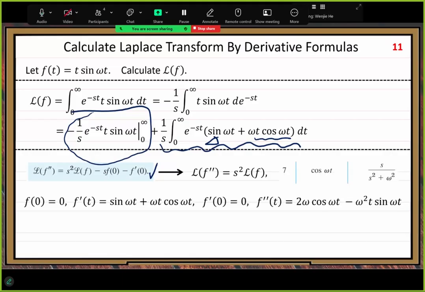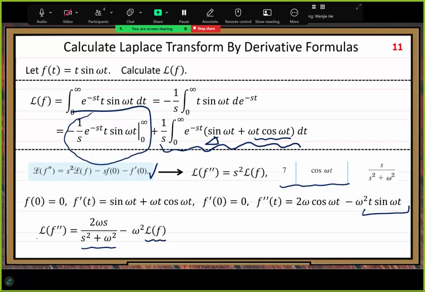So let us apply the basic Laplace formula. By the linearity property, for L of f double prime, the first term we apply formula number 7. The constants factor out, so we get this. The second one, this is the f function, right? T times sine omega t. That's f. So omega squared times L of f.